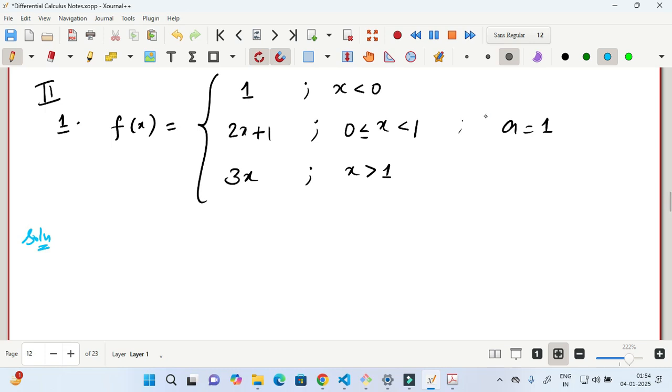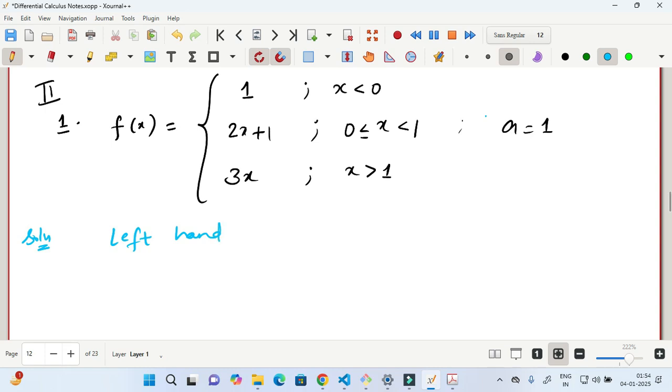Now, he's asking us to find out the limit at a equals 1. For x less than 1, you have to use this function, and for x greater than 1, you have to use 3x. So for 1 minus, meaning 1 minus h, you have to use 2x plus 1, and for x greater than 1, that is 1 plus, you have to use 3x. So now let's solve.